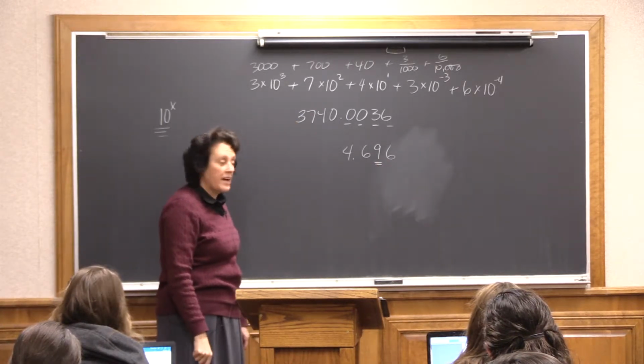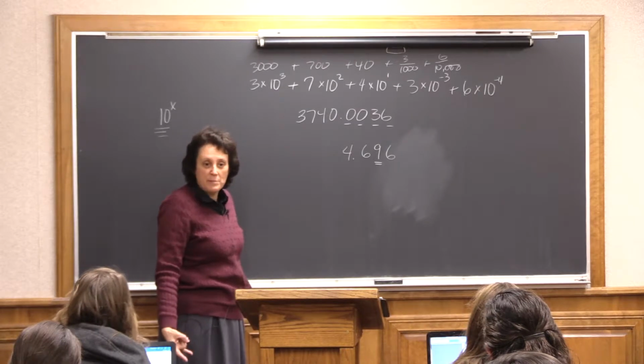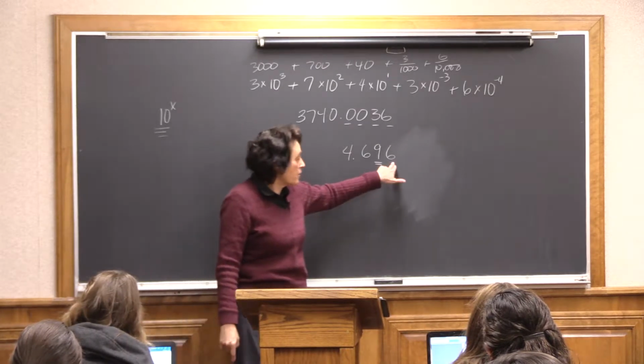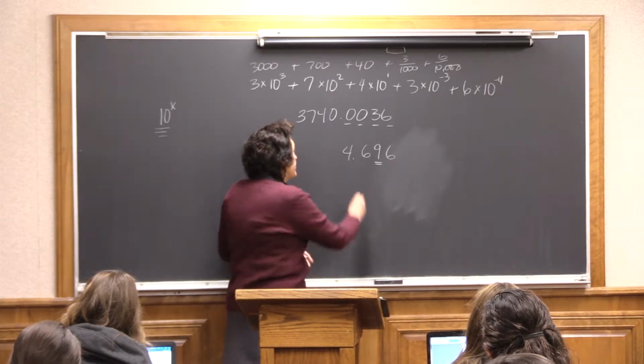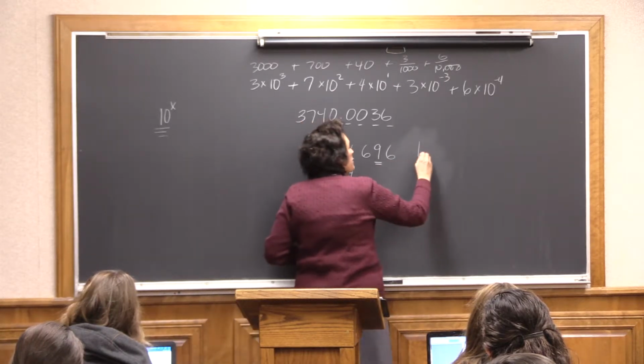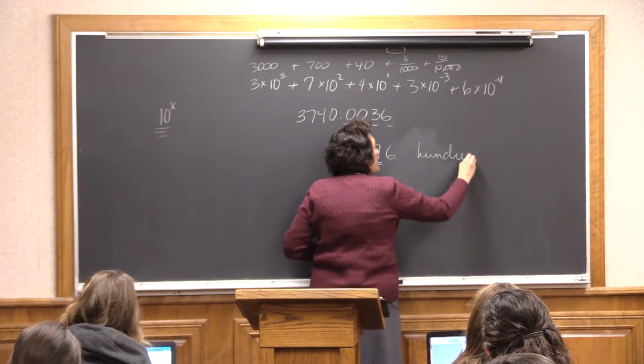What happens to that 9? I can't round it up any further. The 6 requires a rounding up, does it not? So what do I have to do? To have this rounded to the hundredths place, I have to keep that 0.